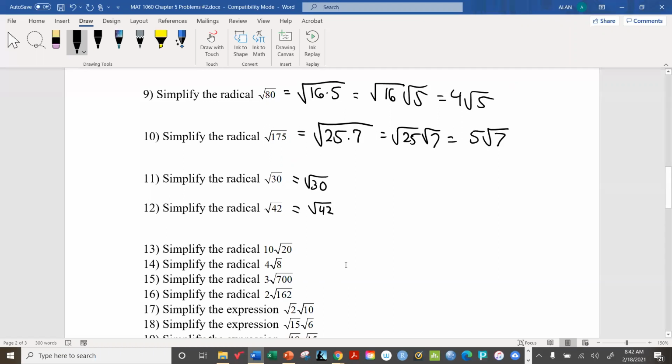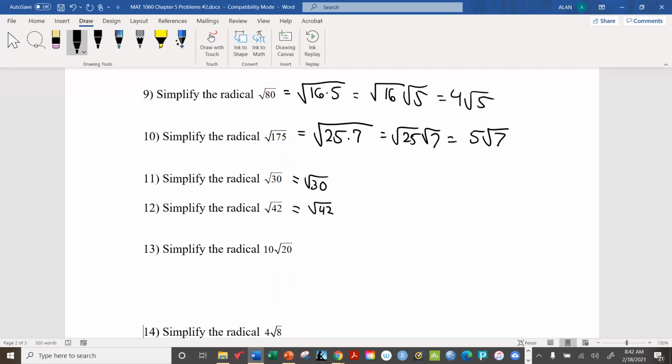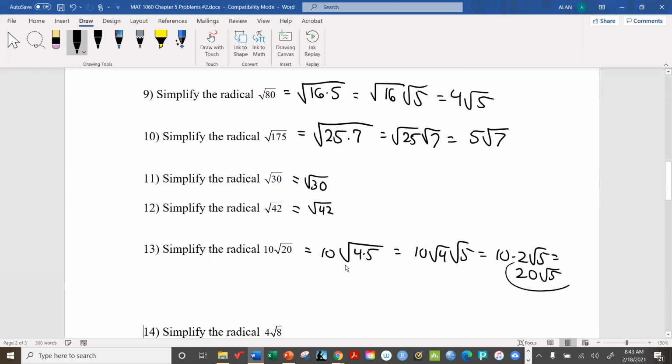All right, here are a few more simplifications. Now here it's a little bit more complicated. There's a constant out here, but guess what? That doesn't change the basic idea. Here I'd like to change this to 4 times 5, because the 4 is a perfect square. And that's 10 times 2 times radical 5, which is 20 radical 5. And you're done. Very good.